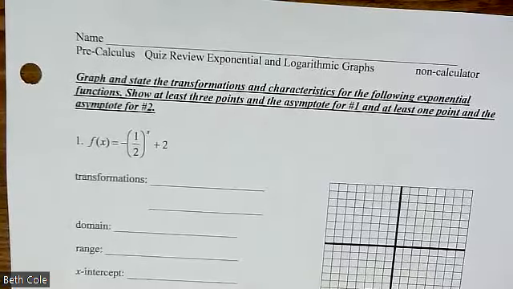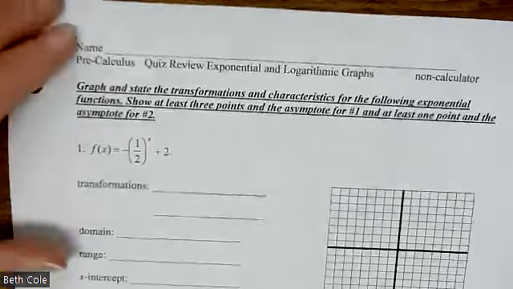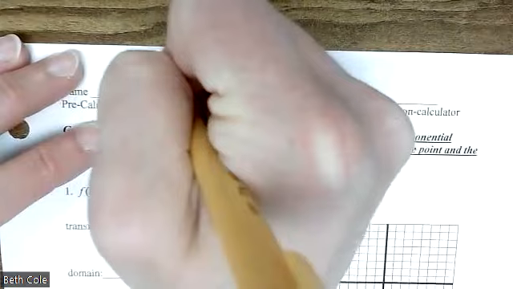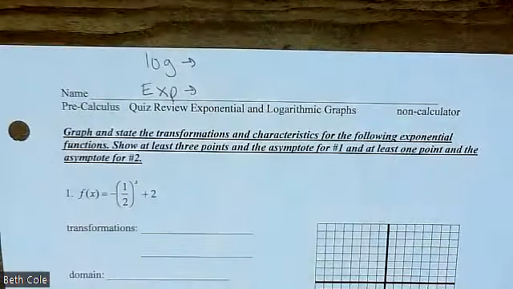So your quiz will look just like this. There are two that are exponential and two that are logarithmic, okay? So up at the top, I would write log and exponential. Do you remember which one gets which type of asymptote?